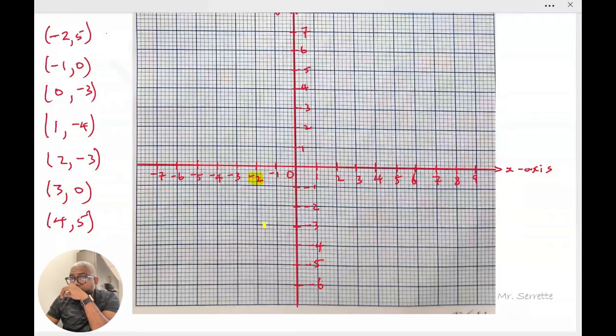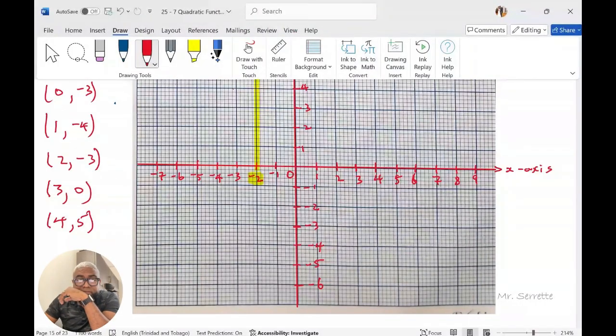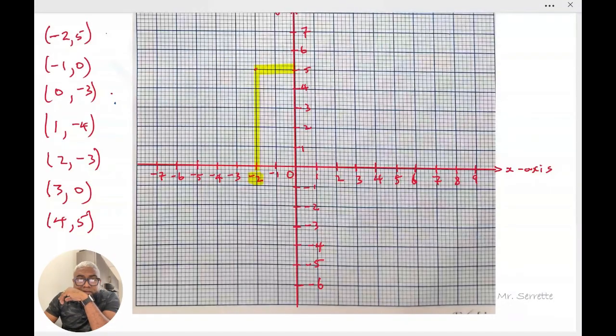You all see that? All right. So we're going up on -2 and we reach to 5. And we're coming across to the 5. So right here is where these 2 points would meet. So I'm going to put it in red. That's my first coordinate. Everybody see now how to get my first coordinate?